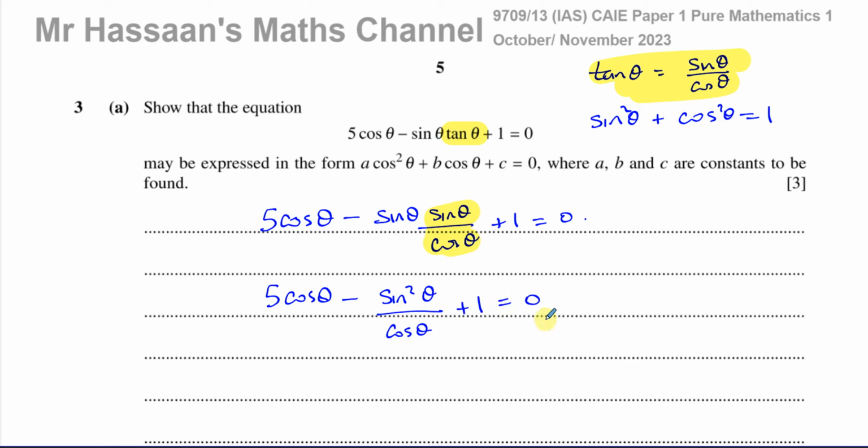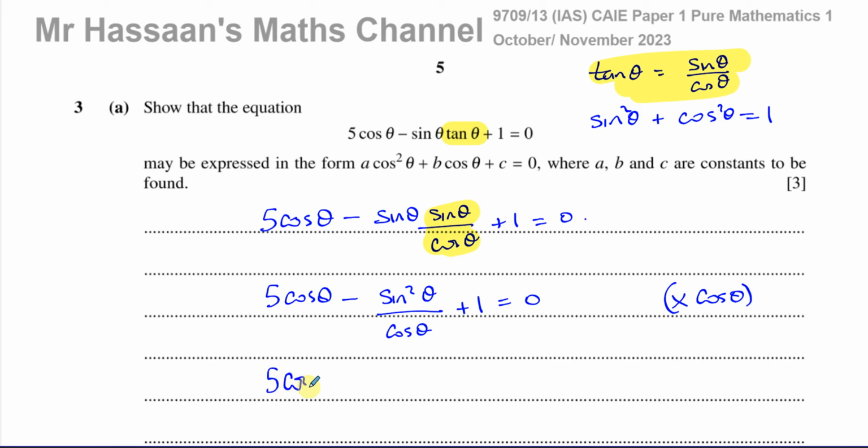Now, what I would think of next is that we don't have any fractions in what we have to show. There's no fractions here at all. Here we've ended up with a fraction now. So let's take this cosine theta and multiply both sides by cosine theta to get rid of that fraction. Okay, and that will hopefully help us. So if I multiply both sides by cosine theta, this becomes 5 cosine squared theta.